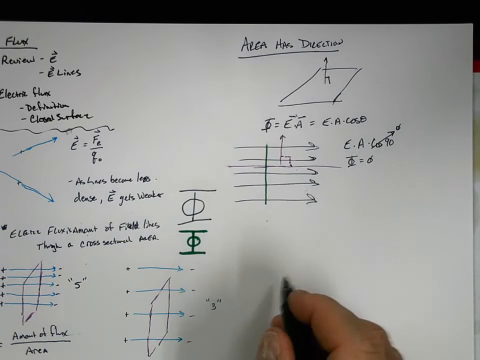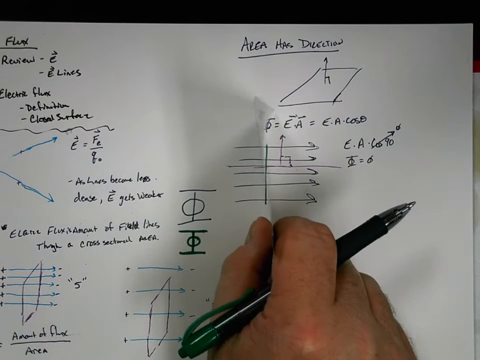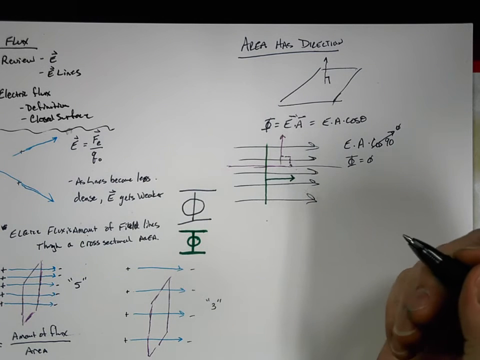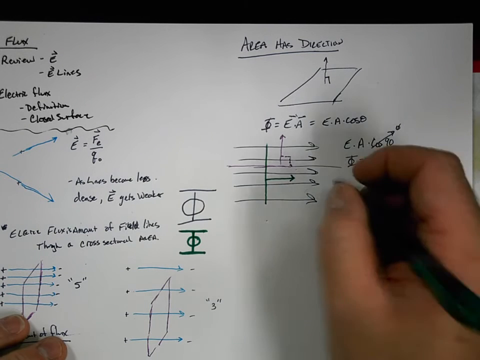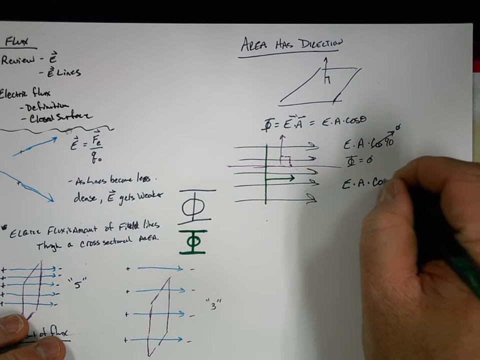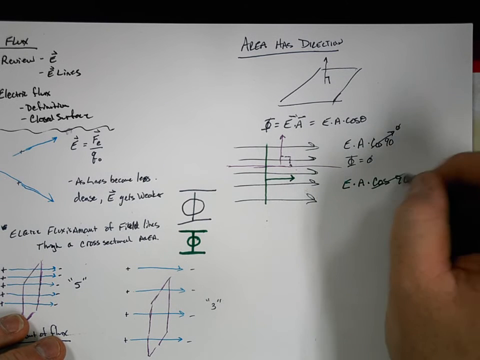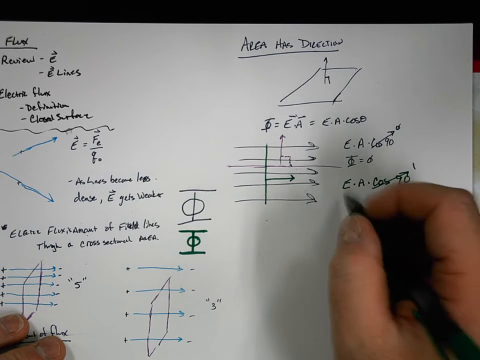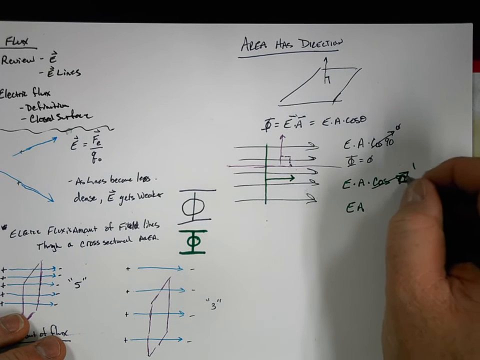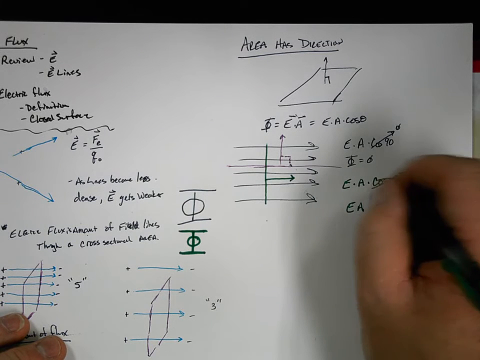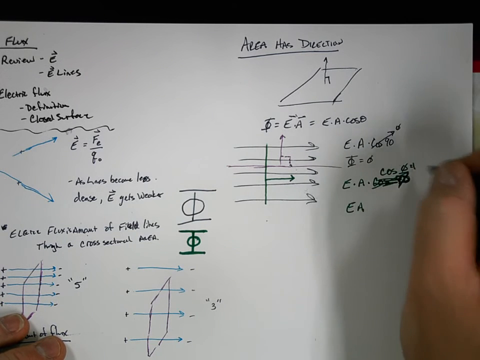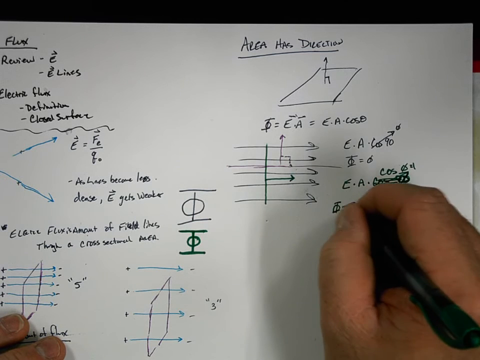Now, if we have a second one, here's our paper and it's crossing like this. Then our normal vector can be in that direction, right? Now the angle is 0. Cosine of 0 is going to equal 1. So our flux then will be E A.